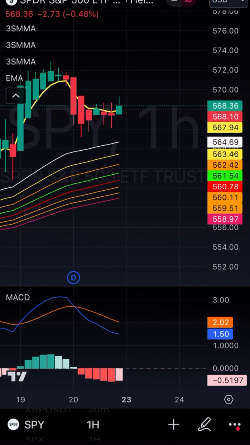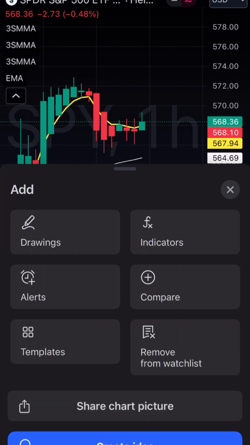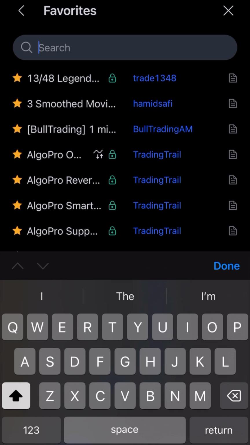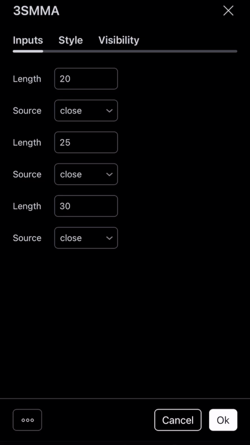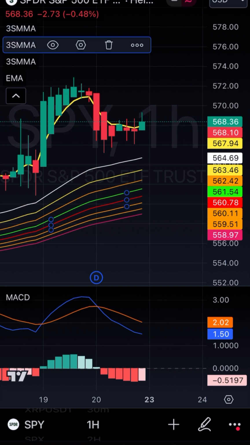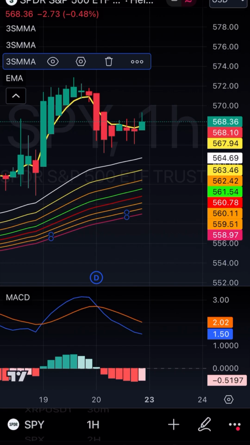Okay, so to set this up, you'll need quite a few indicators on here. You could usually use 3 smooth moving averages. So you go up here, you go to 3 smooth moving averages. You'll need that 3 times. With those settings, you're going to input 20, 25, 30. Make sure they're bright colors. And then you have 35, 40, 45. Make sure they're bright colors. And then you'll have 50 and 55. Make sure those are bright colors. You'll need all those. That's the regular rainbow strategy.